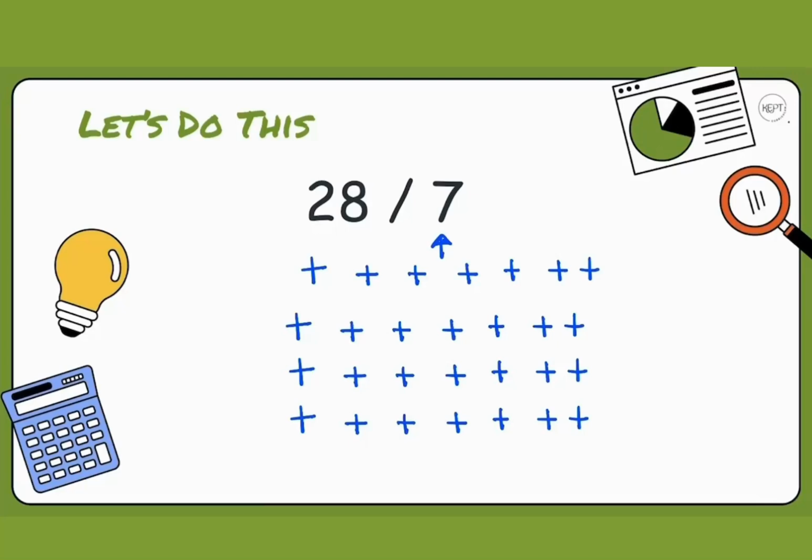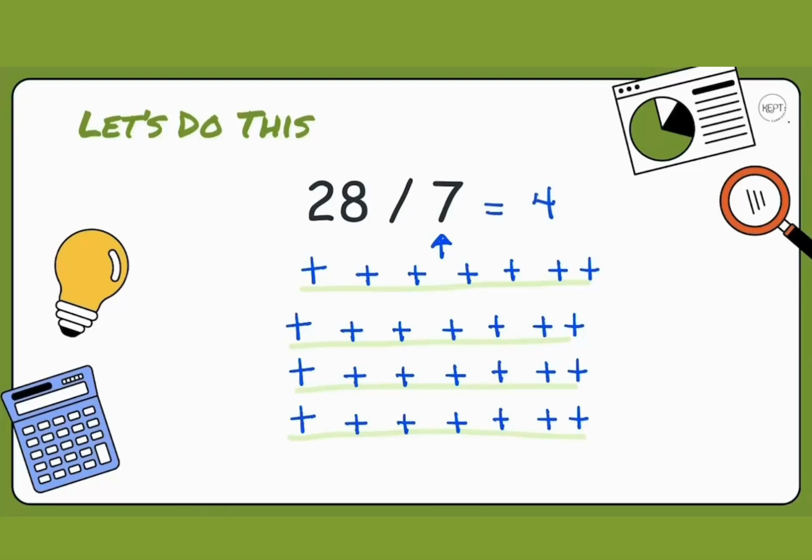So in each of these sets, we have 7 pieces. And we need it to make a total of 28. So how many do we have in total? Well, we have 1 set of 7, 2 sets of 7, 3 sets of 7, 4 sets of 7. So 28 can be divided into groups of 7 4 times.